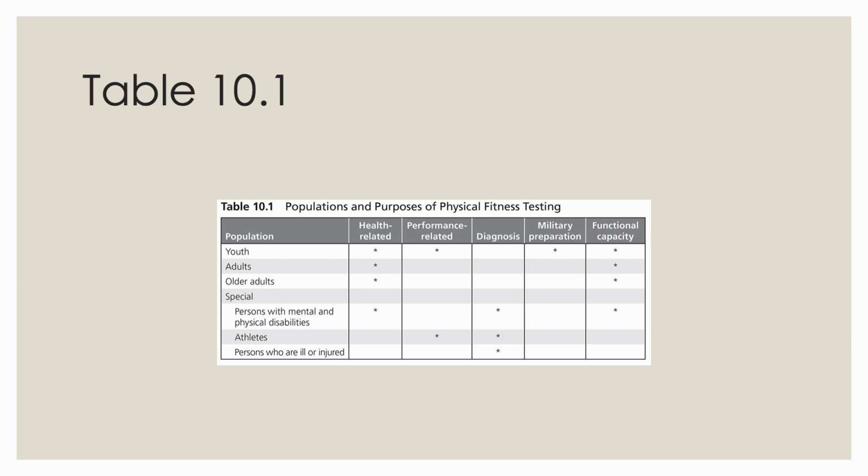We can also use physical fitness testing for diagnosis, but these are most appropriate for persons with mental and physical disabilities, athletes, or persons who are ill or injured. A lot of military preparation tests are done in youth, so that's making sure that our youth and young adults have the proper physical fitness levels in order to be able to be effective military members. And then we have our functional capacity tests, and those are appropriate for youth, adults, older adults, as well as persons with mental and physical disabilities.